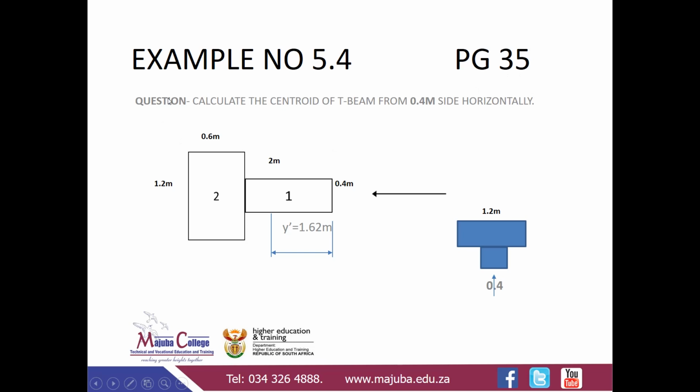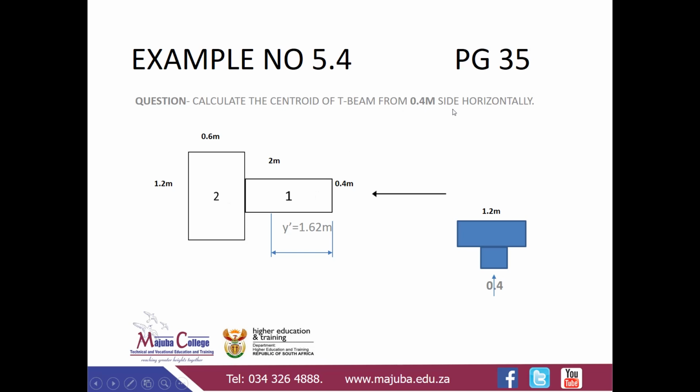The question goes as follows: calculate the centroid of a T-beam from the 0.4 meter side horizontal. Now, we are given a T-beam here. What is important is that we note how many sections this beam is made of. We have section 1 and section 2, so the beam has 2 sections.